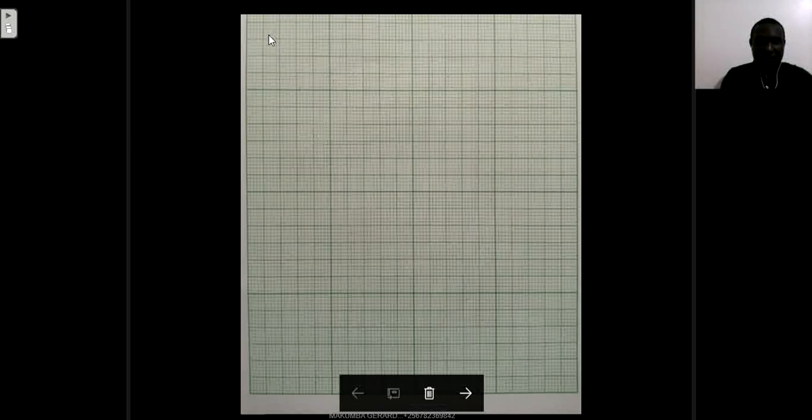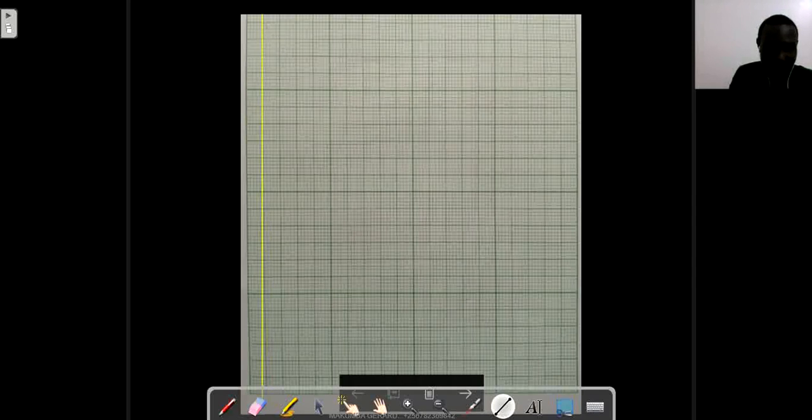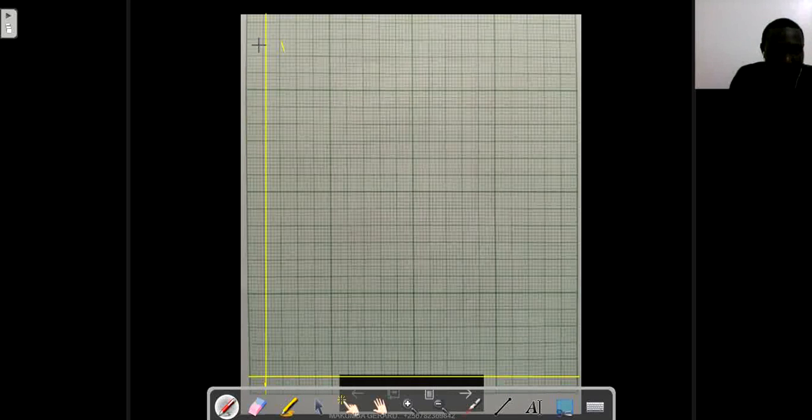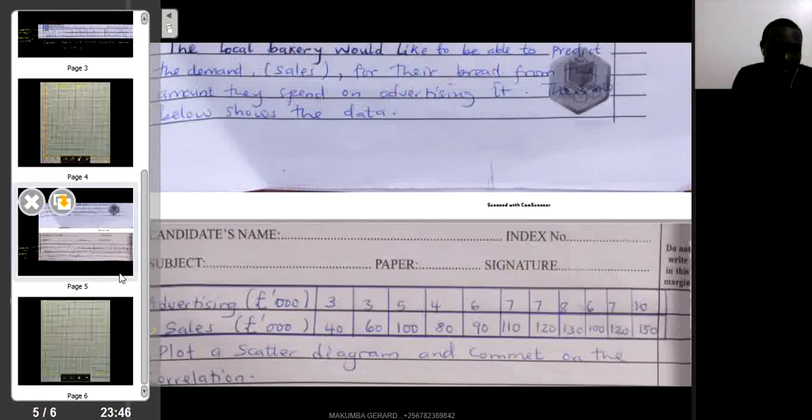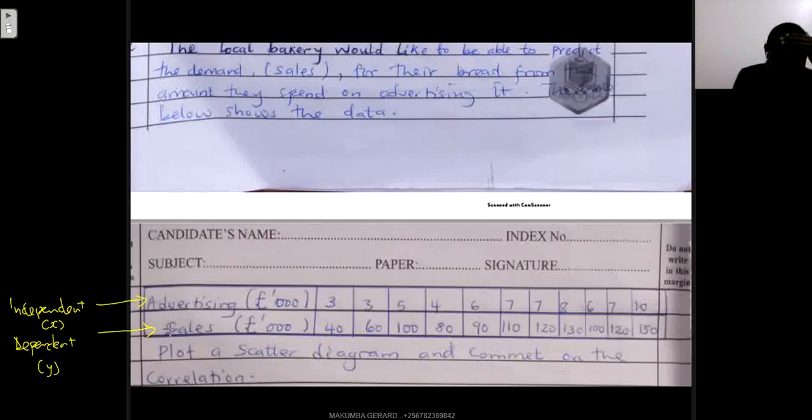So we have our graph here. I have drawn my axes there. So I'm going to use my writing tool. What is the question saying? We need to plot sales against advertising, because sales is our dependent variable and advertising is our independent variable.